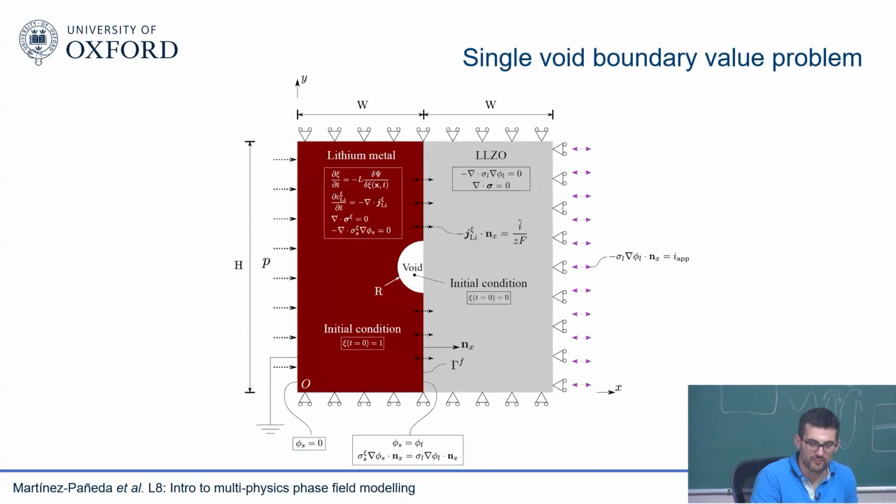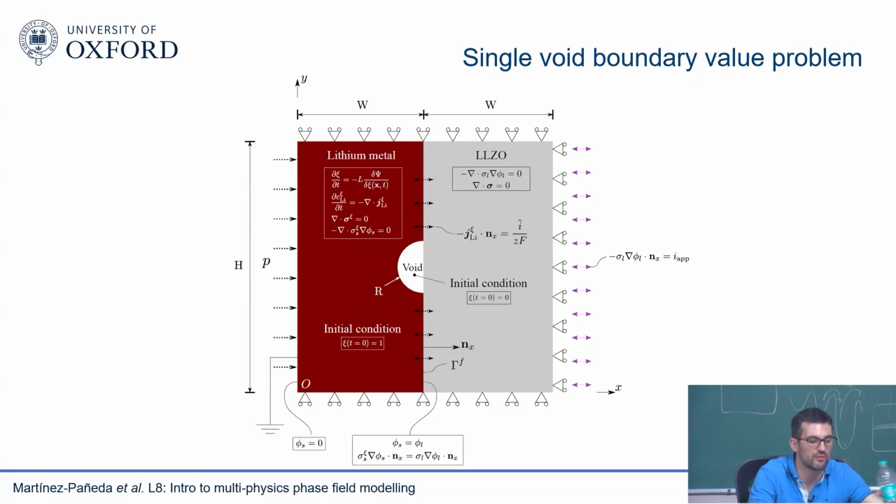Okay, so this is the boundary value problem that we solved. Just to start with a very simple one, we start with a very simple void. We apply plating or stripping, charging or discharging, and we see what happens with that void. And here you see a summary of the initial conditions, boundary conditions, and also the governing equations.